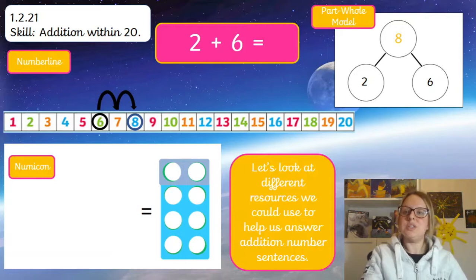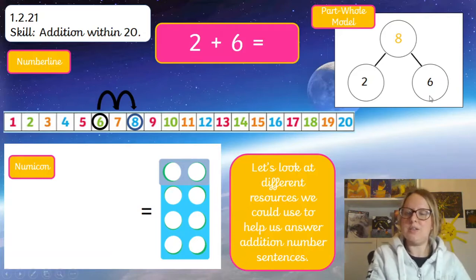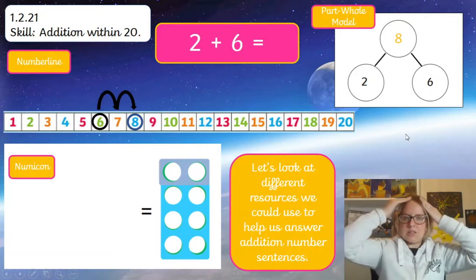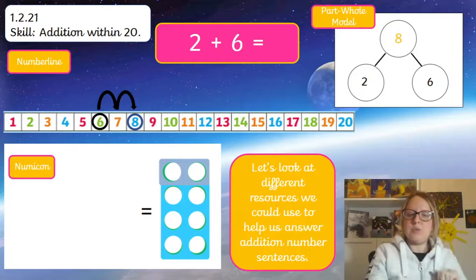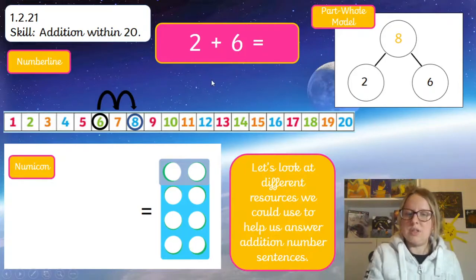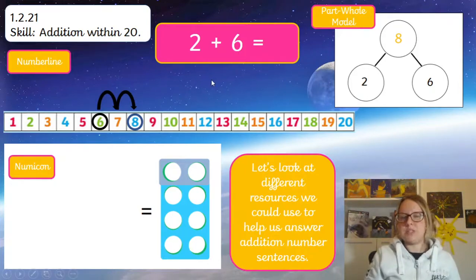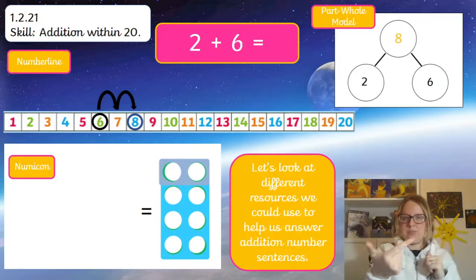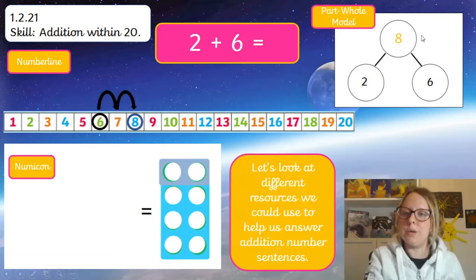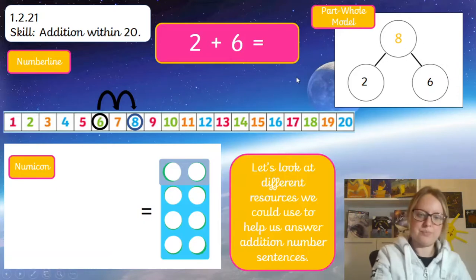You could put 6 in your head, the greatest number, 6. And we know that we've got 2 left, so we can carry on counting from 6. So 6, 7, 8. And that's our whole number, our total number.